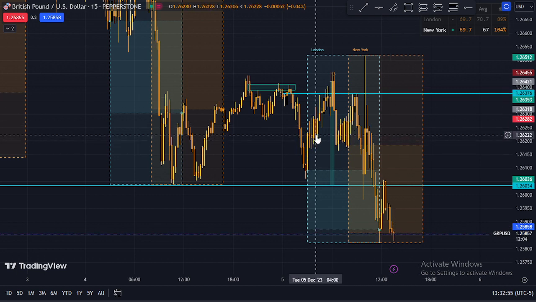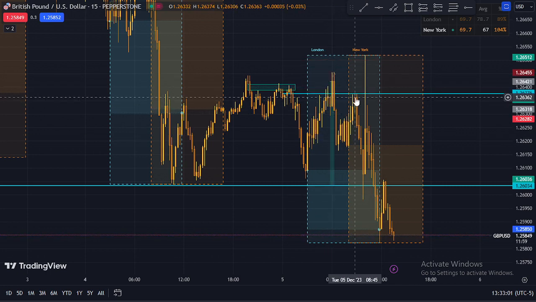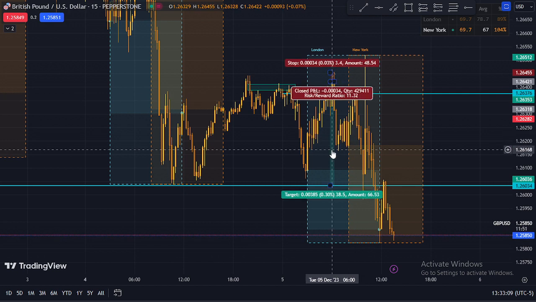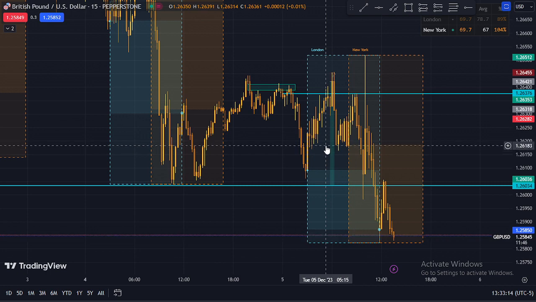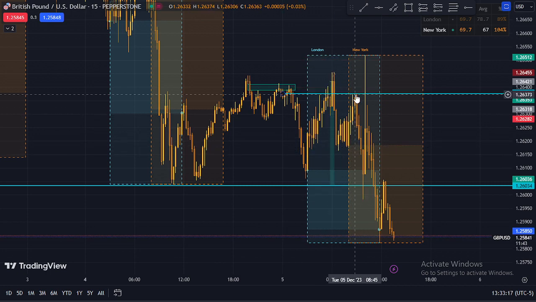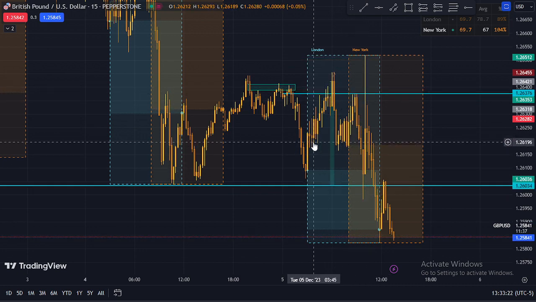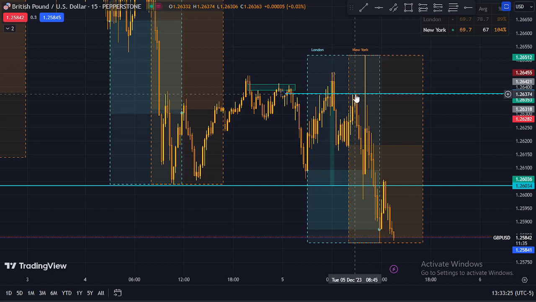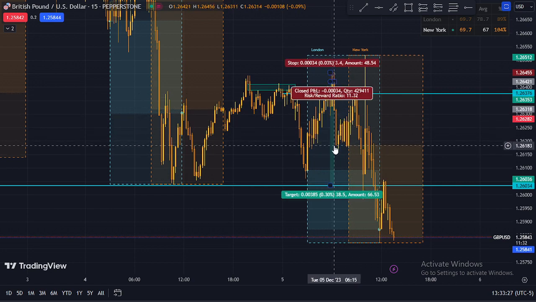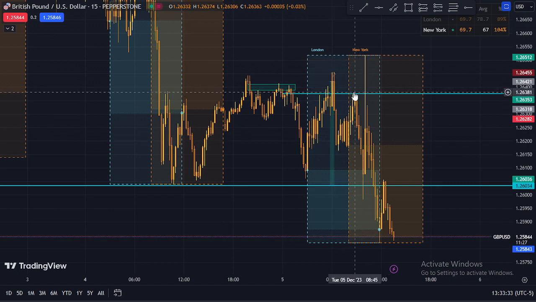Now time here separates boys from men. This is how we trade. This is the New York kill zone. Now what you do during the New York kill zone, you look for signatures that price has left behind. Now for this to happen, price came up near the midnight opening price and then came lower. Now this was a Judas swing.